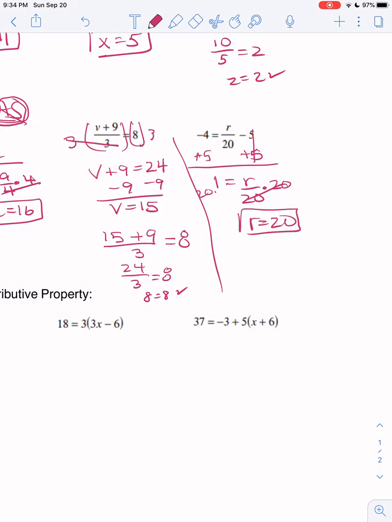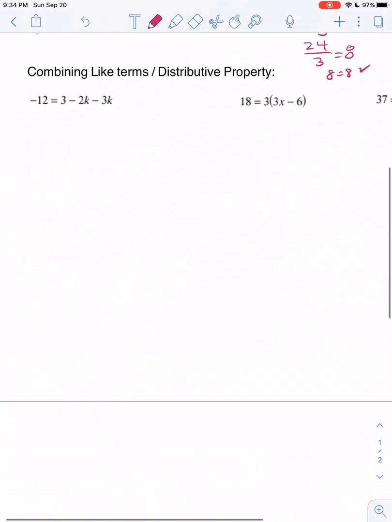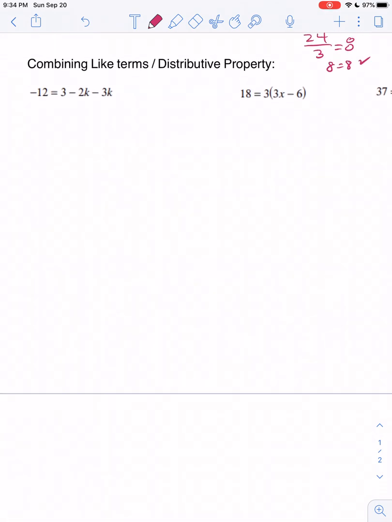All right, let's bump it up a little bit more. We're going to throw in combining like terms and distributive property. So if you see like terms first, we're going to combine those together first before we do anything else. So I'm going to carry my -12 down. I'm going to carry my 3 down. And remember that minus goes with the 2k. So I have -2k minus 3k.